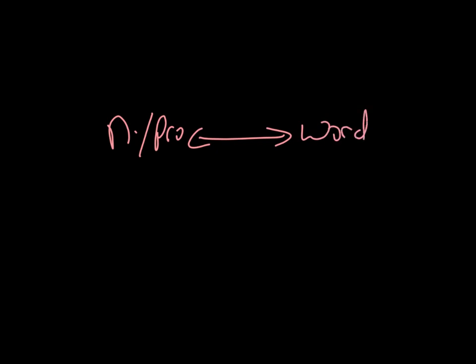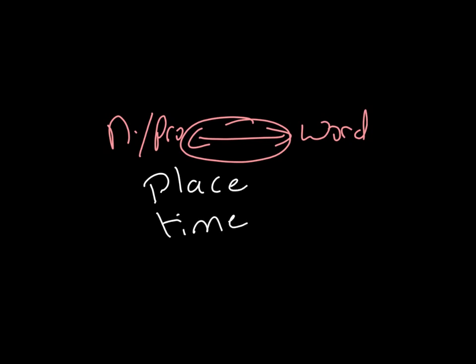So, what are prepositions? Prepositions are words that define a certain type of relationship between a noun, or it can be a pronoun, with another word. This type of relationship depends on the type of preposition that we use. It can be in terms of place, in terms of time, and in terms of manner.